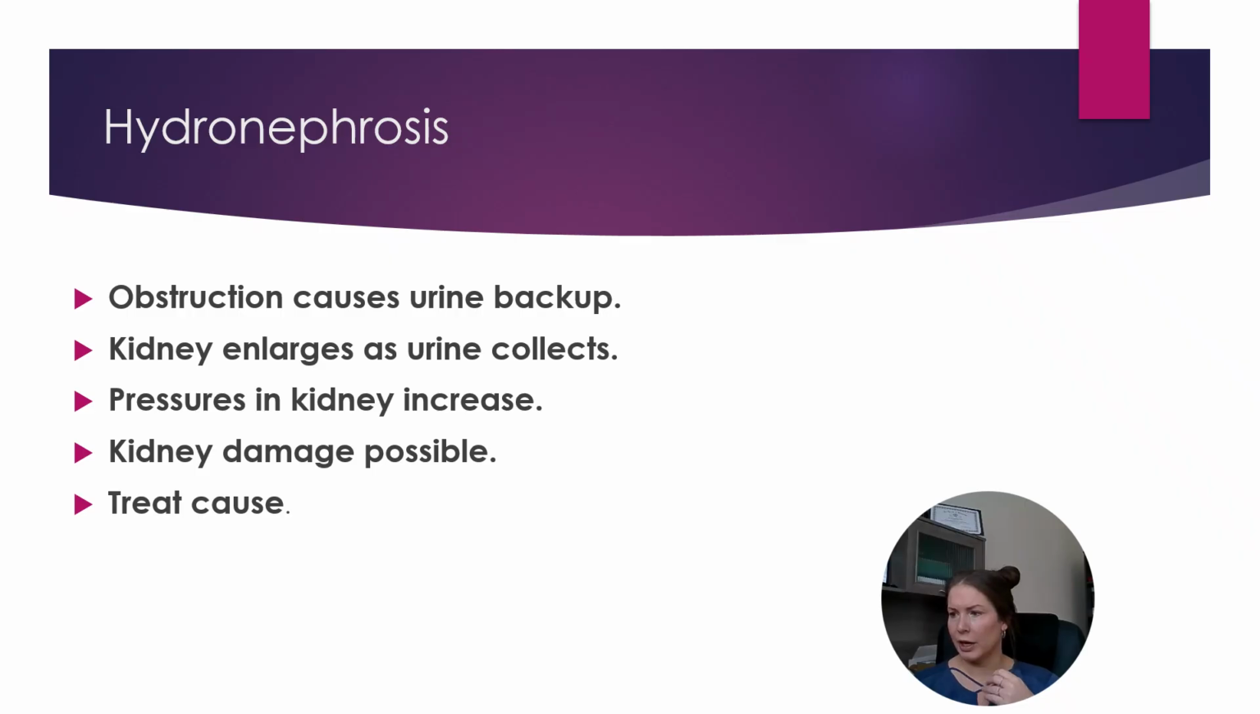Alrighty, so now we'll move on to hydronephrosis. So this is when we have an obstruction occurring. So this can be a stone, stricture, tumor, other causes. And this causes the urine to back up into our kidney. So our kidneys are going to enlarge. So we have that distension of the renal pelvis and calyces. We get an increased pressure from that, and that pressure damages the kidneys and the delicate nephrons.